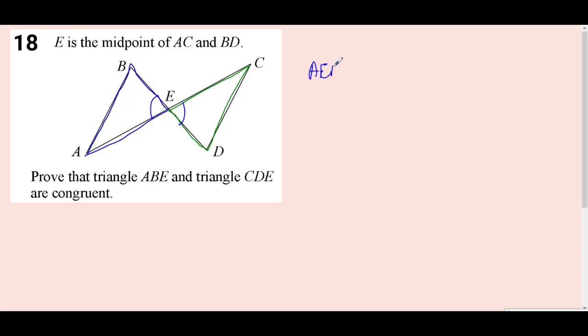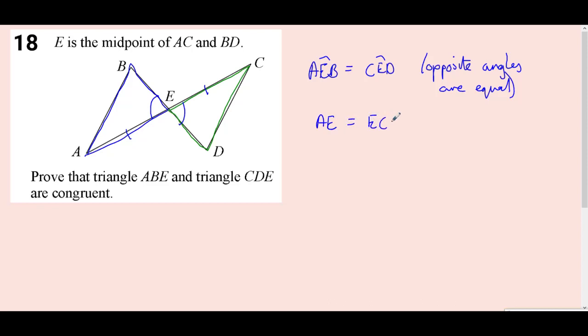angle AEB is equal to angle CED because opposite angles are equal. It's important to state something that's equal and give the reason. I know that E is the midpoint of AC, so that means that AE and EC are also equal. E is the midpoint of AC, and therefore the two lines must be equal.